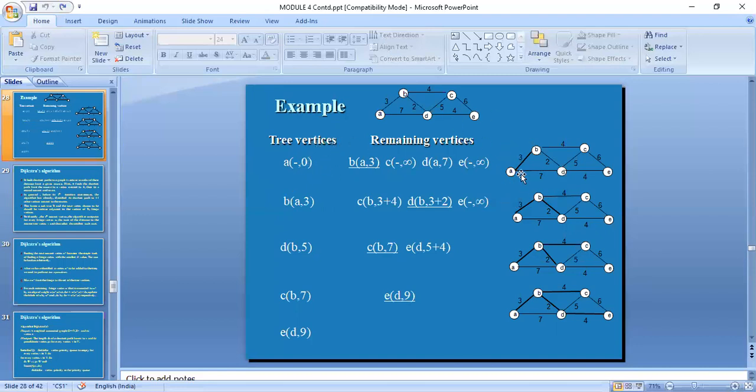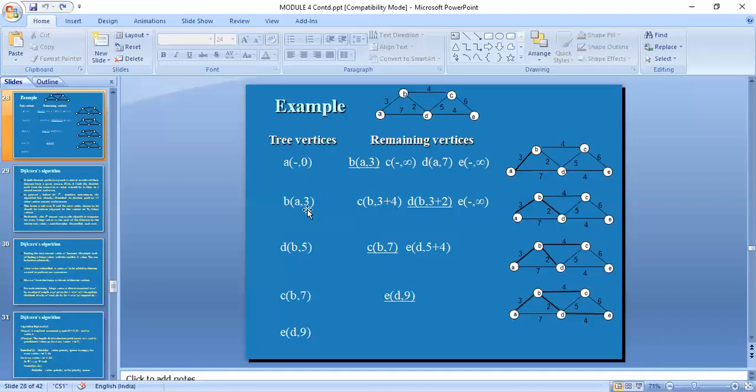Now we will be considering what are the vertices which are adjacent. See here, B is nearest adjacent to A with the value 3. C is not adjacent to A, so the value is infinity. D is adjacent to A, whose value is 7. E is not adjacent to A, so its value is infinity. So among these two, 3 and 7, which is minimum? 3 is minimum. So we have taken it as B is adjacent to A with the value 3. So that has been taken here.